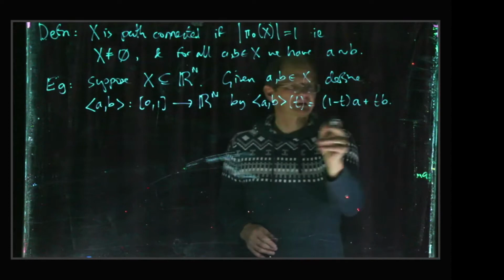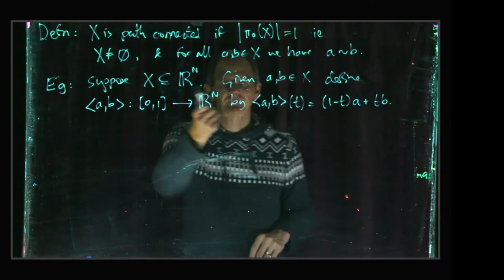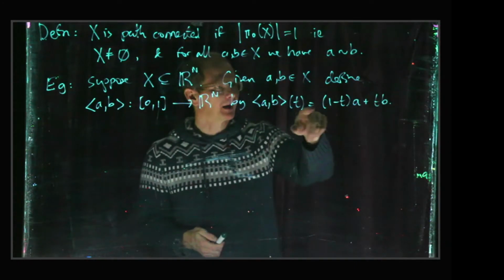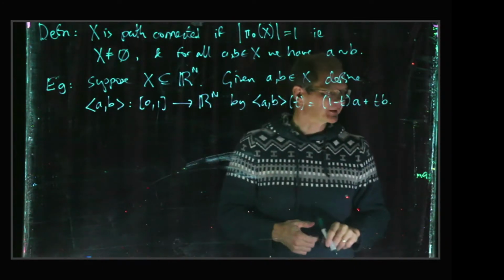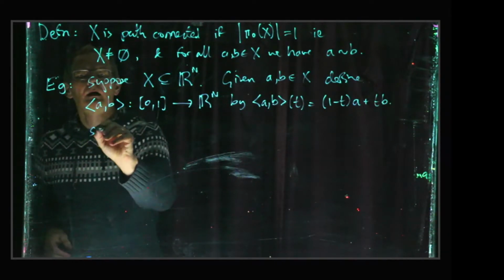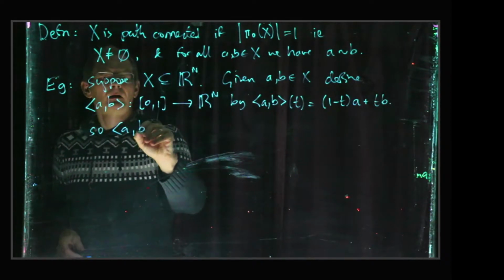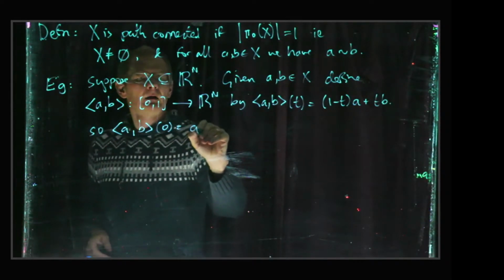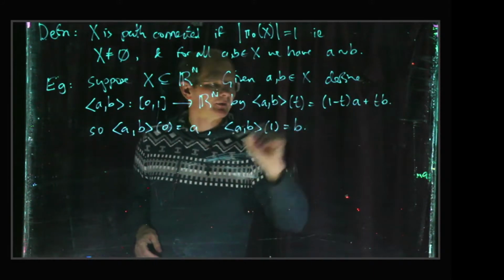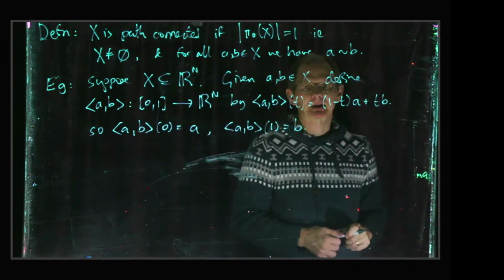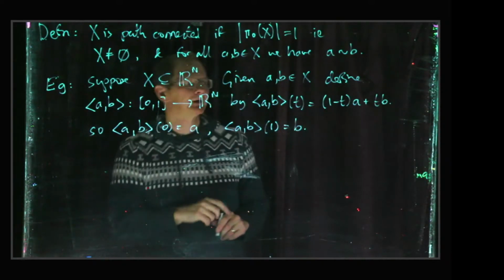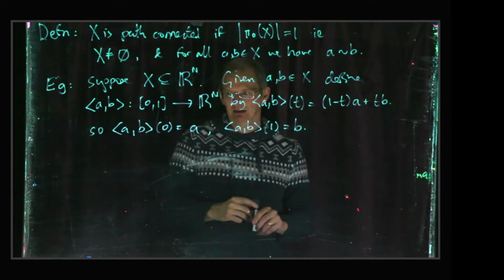Let's notice this expression is only making sense because X is a subset of R^n. Points of X are vectors, so we can take the vector A, multiply by the scalar 1 minus t, take the vector B, multiply by the scalar t, and add them together. And so, of course, at t is 0 we get A, and at t is 1 we get B. But a key issue about this is that I said this is a map to R^n. It might or might not be a map to X.